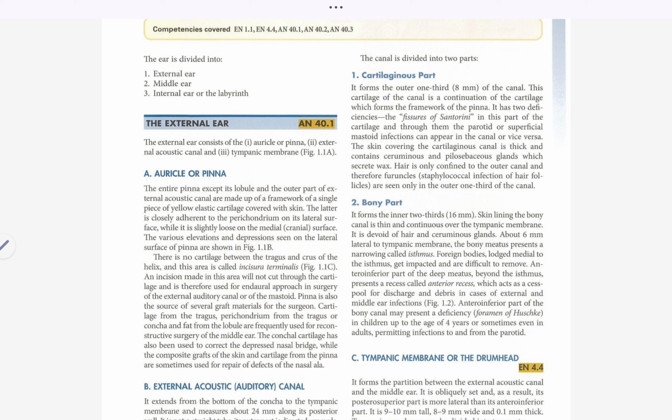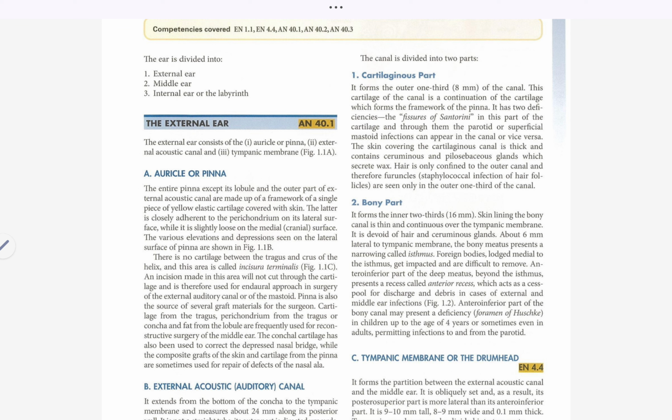The bony part. It forms the inner two thirds, 16 millimeter. Skin lining the bony canal is thin and continuous over the tympanic membrane. It is devoid of hair and ceruminous glands. About 6 millimeter lateral to the tympanic membrane, the bony meatus presents a narrowing called isthmus. Foreign bodies lodged medial to the isthmus get impacted and are difficult to remove.